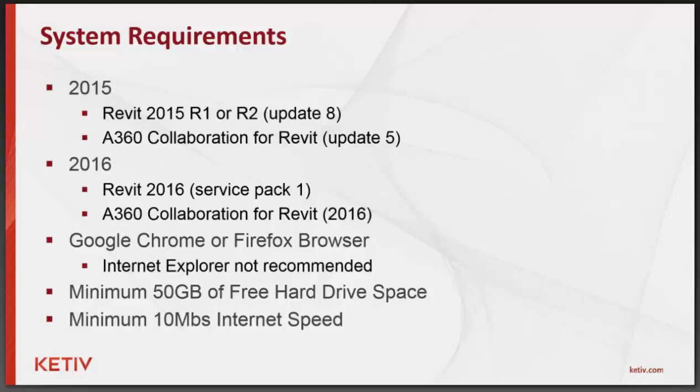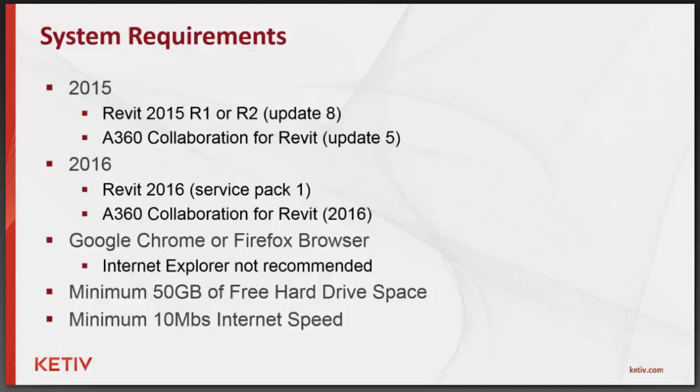So let's talk about system requirements, Fred, because everyone always wants to know that. Right. So with system requirements for A360 collaboration for Revit, you would have to have Revit 2015 or Revit 2016. With 2015, you would have to have release R1 or R2 with update 8 and A360 collaboration for Revit update 5. For 2016, there is a service pack for Revit 2016 which will need to be installed before you can run A360 collaboration for Revit 2016. And the preferred internet browser would be Google Chrome or Firefox. Internet Explorer is not recommended.